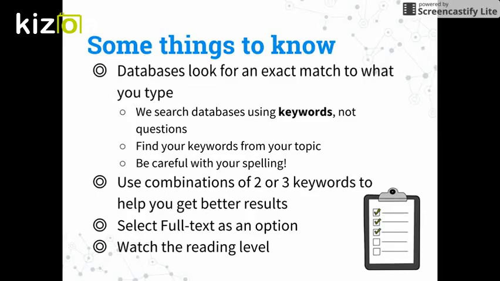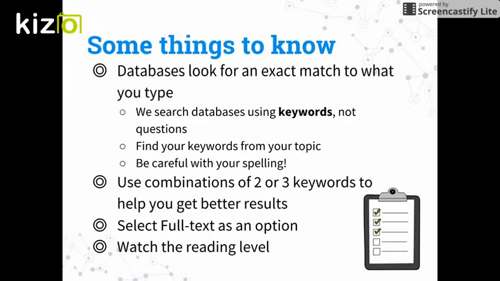And since a database looks for exact matches to what we type in, we have to be really careful about spelling. Wrong spelling, even just one letter off in our search, will limit what we get for results. So I also need to think about the type of information I want to read. Most databases will let me select an option called full text, which means I can access the entire article online. That's what I want. If I don't click full text, I might only get a title, or I might just get a short summary, and that's not going to be enough to give me any evidence. So we're going to look for something called full text.